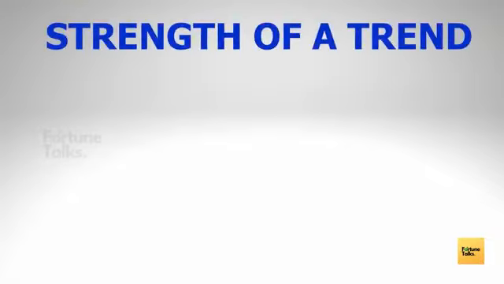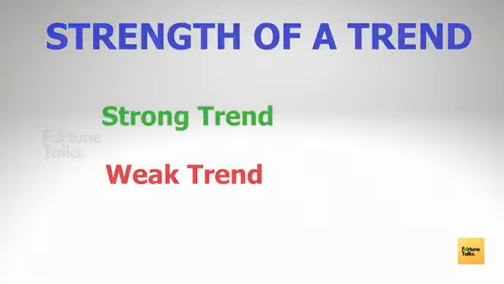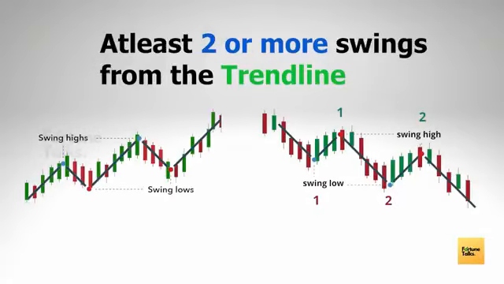So it's finally time for the most important part of the video, that is identifying the strength of a trend. Generally, trends can be categorized into two types depending on the strength. That is, there can be a strong trend or there can be a dull or weak trend. The main parameters to keep in mind while categorizing the trends based on their strength include a few parameters. Number one is that at least two or more swings have to be there, or there should be two or more points of contact in the trend line. Then only a trend is considered to be valid.